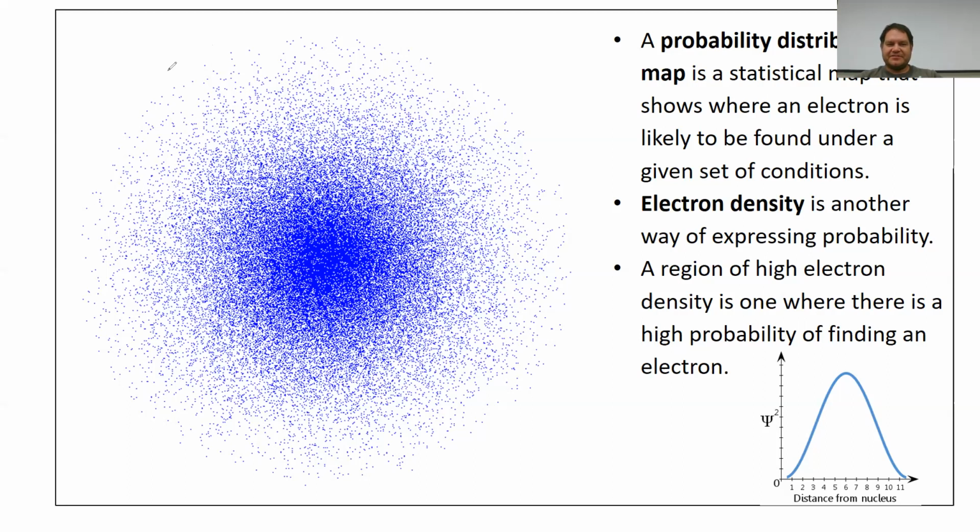So for this particular electron cloud or orbital, we would most likely find the electron somewhere here in the center. Now, this is also known as electron density, and we'll use the term electron density quite a bit throughout the year. The electron density is just another way of expressing probability. So where there's a higher density of dots means that there's a higher probability of finding an electron. That's all we're saying here.